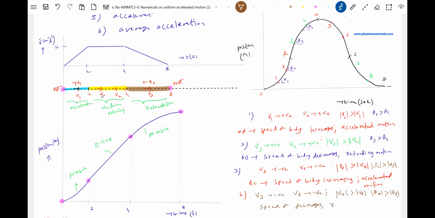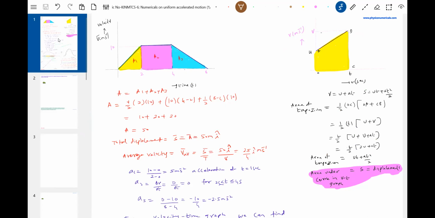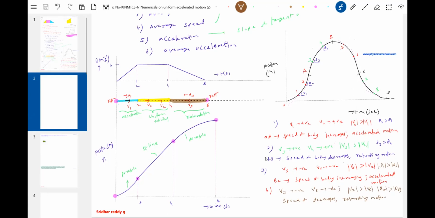So what type of motion? Retarding motion. The body describes retarding motion. This is something very, very important. How does that motion take place? In fact, we have to study the motion of this object, no? Let me take one more fresh page. I was here, no? Now, how did that motion of the object occur?